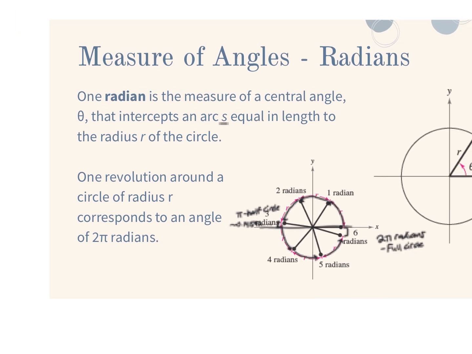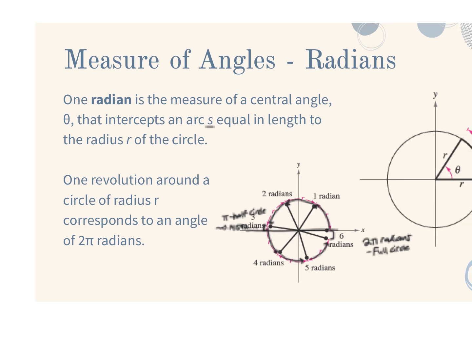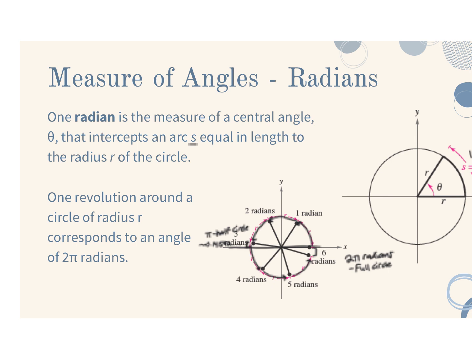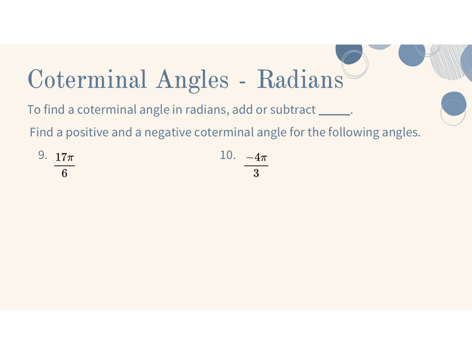And that's exactly what I have right here. 1 revolution around a circle of radius r corresponds to 2 pi radians. Again, this is just another type of angle measurement. It's just as valid as degrees. It's just a different way to denote an angle. So just like with degrees, you can find coterminal angles in radians. In degrees, you would add or subtract 360 because that was a full rotation. But in radians, you would add or subtract 2 pi. That is a full rotation around a circle.